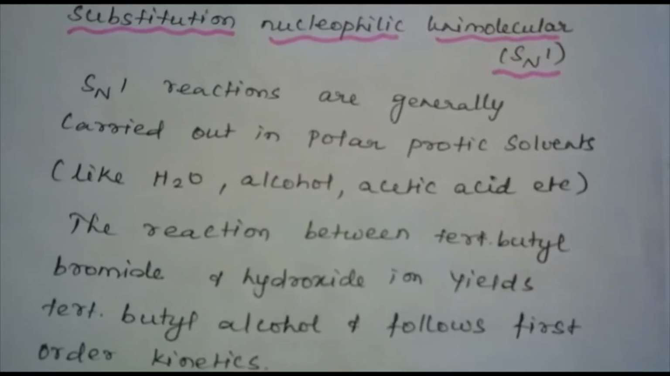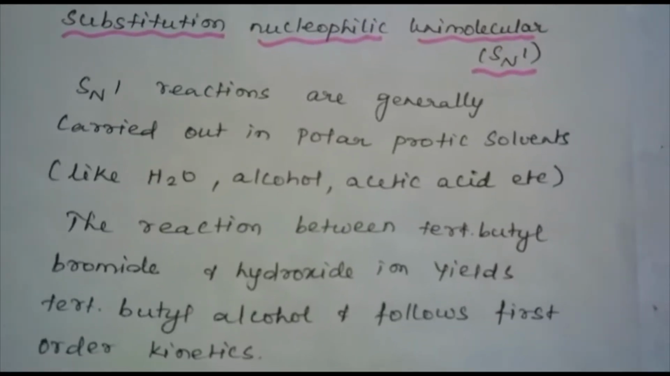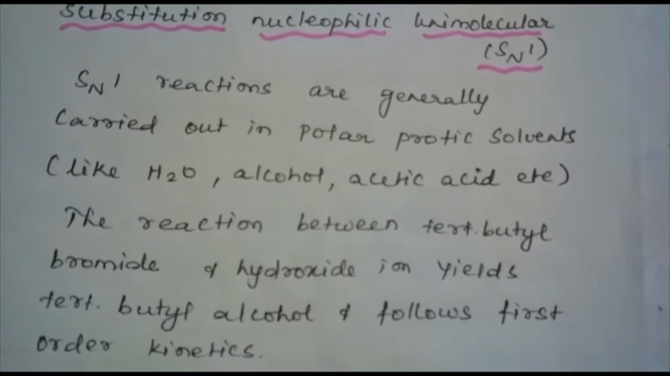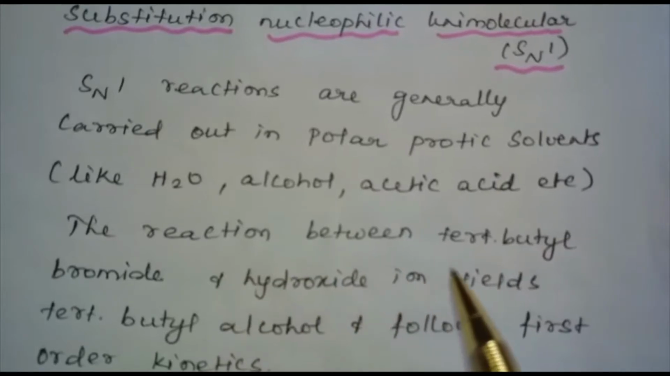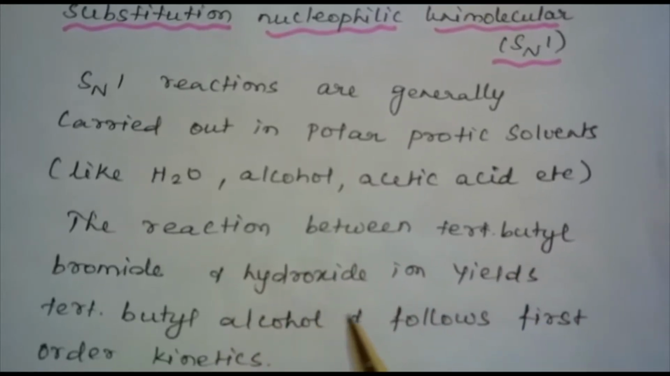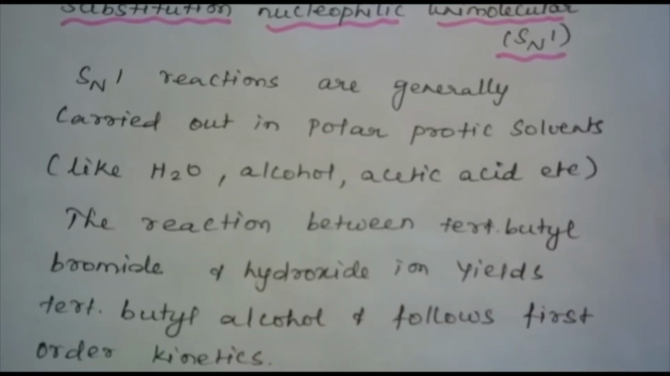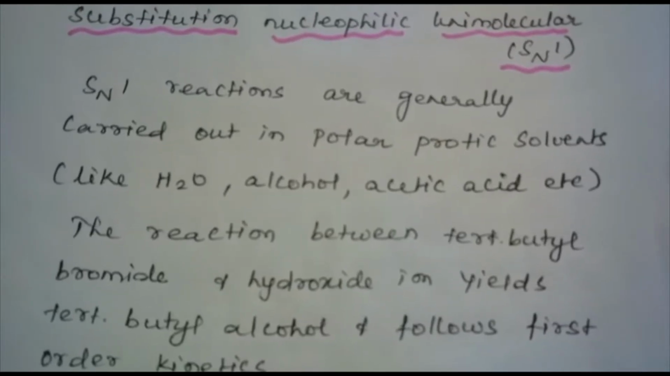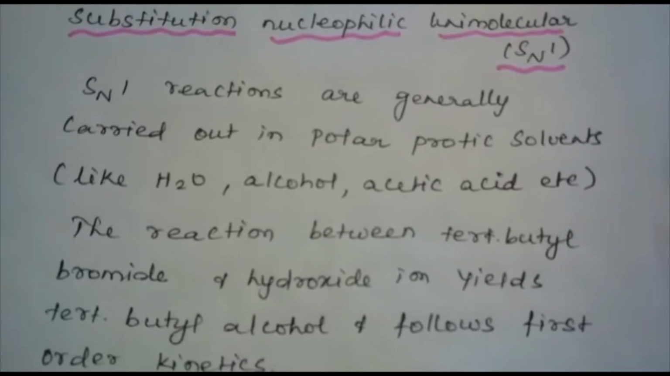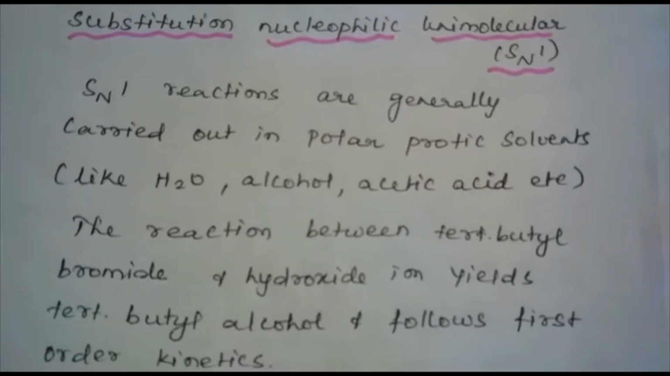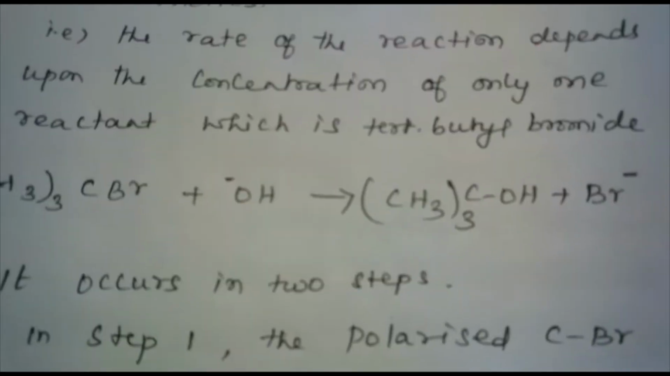What do you mean by solvation? They dissolve cations and anions effectively, and then the reaction between tertiary butyl bromide and hydroxide ion yields tertiary butyl alcohol and follows first order kinetics. There in the case of SN2 mechanism, it followed second order kinetics. Here in SN1 it follows first order kinetics. What does that mean? Let us see.